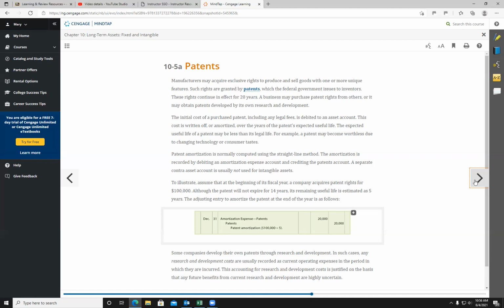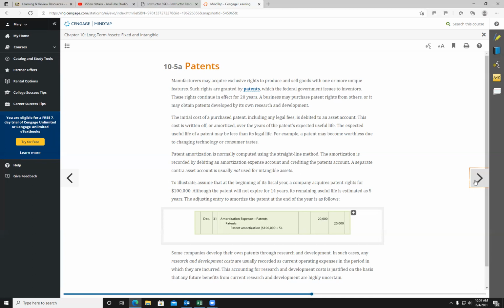So a separate contra asset account is usually not used for intangible assets, like we use accumulated depreciation to record the credit. In this situation, we are actually just recording a credit to the patent account.